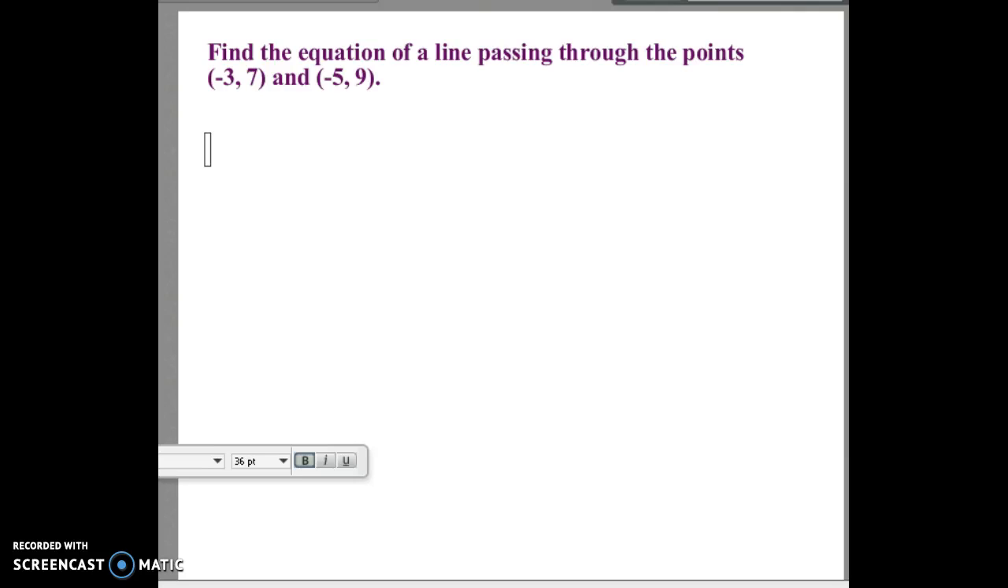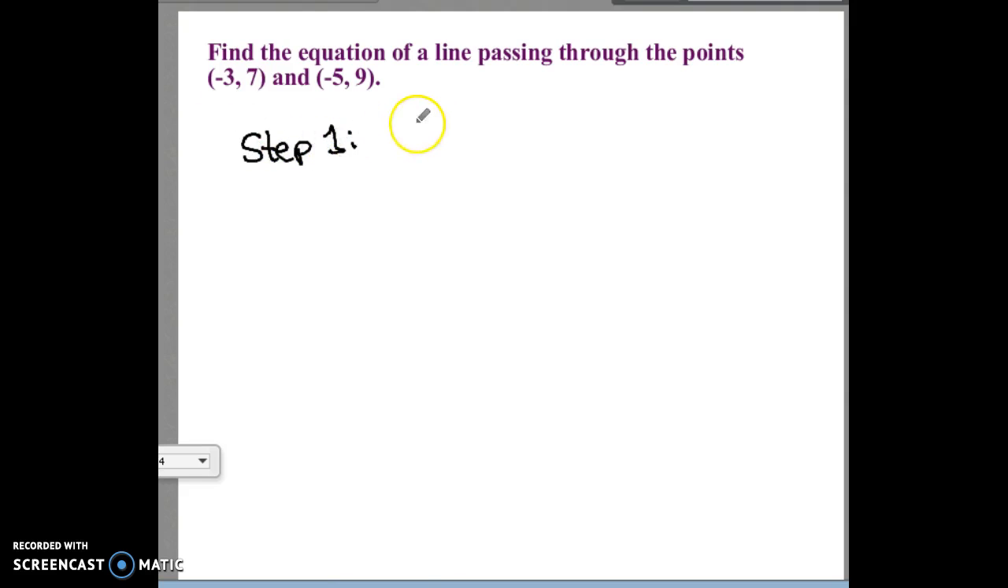Okay, so we're going to find the equation of the line passing through the points -3, 7 and -5, 9. Now, step 1 is to find the slope of the line. We're going to use the slope formula for that.